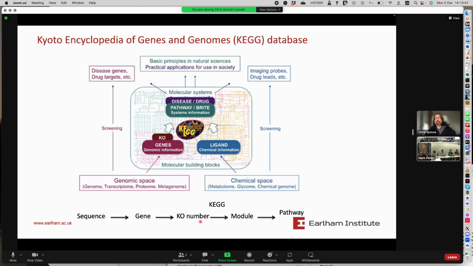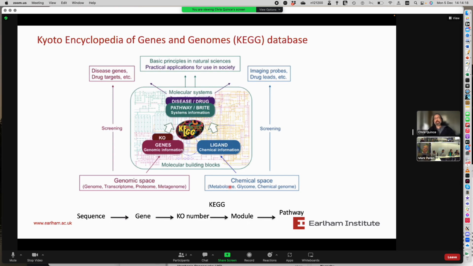But those KOs are linked at a higher level into modules, all of enzymes, all performing a similar function, which is useful in a lot of contexts of microbial community analysis. And then those modules are linked into higher level units called pathways. I'm not quite sure of the distinction between a module and a pathway. A pathway, I suppose, is a higher level grouping. These things perhaps are not well defined, but they are very useful in terms of analysing your own data.